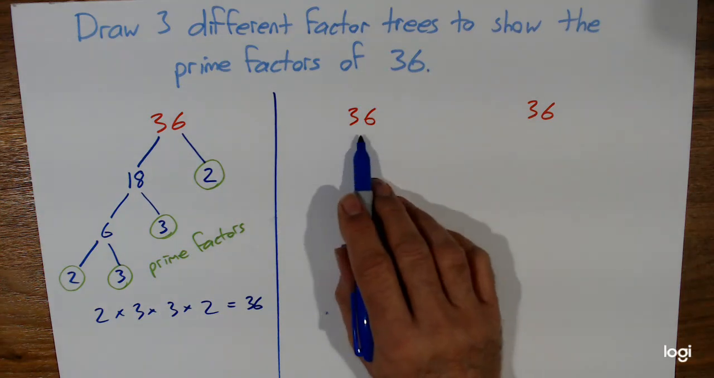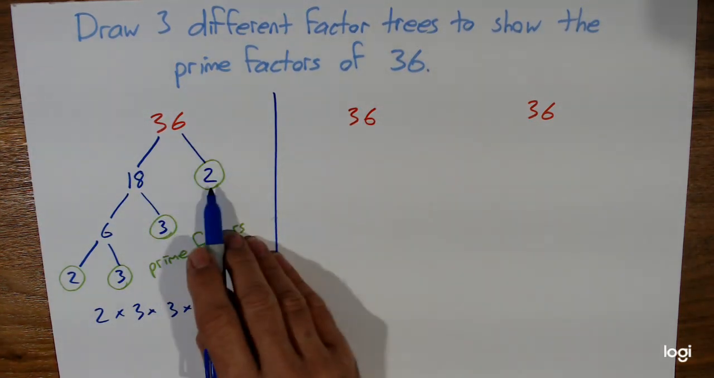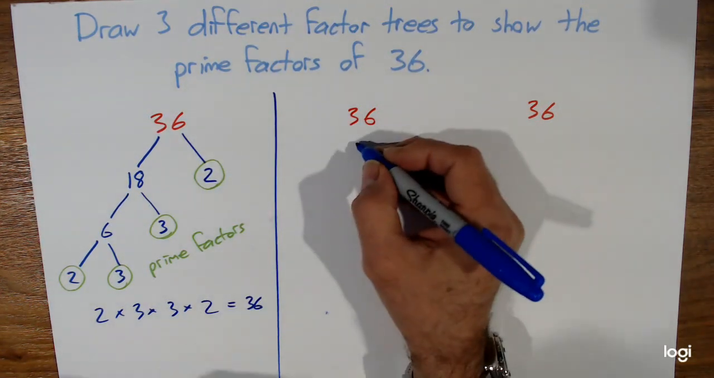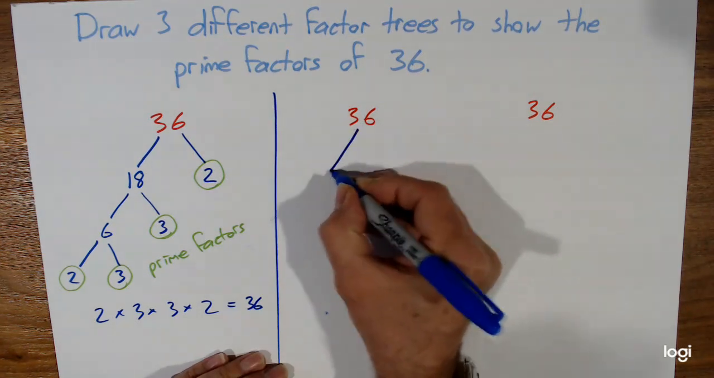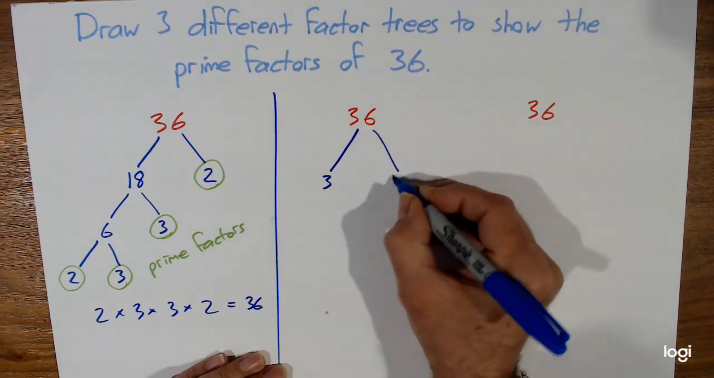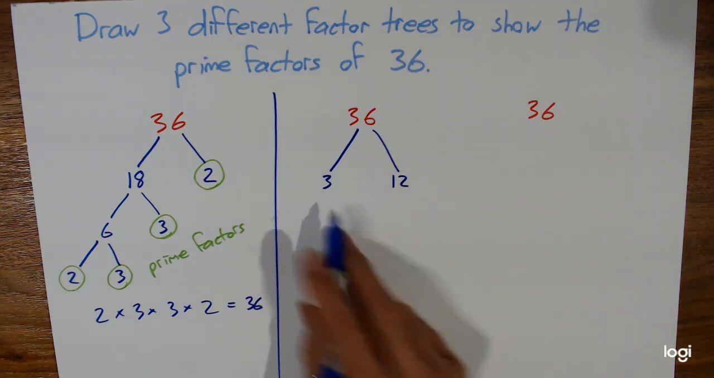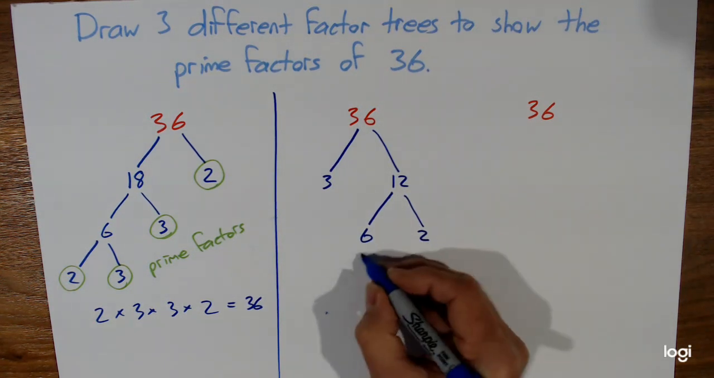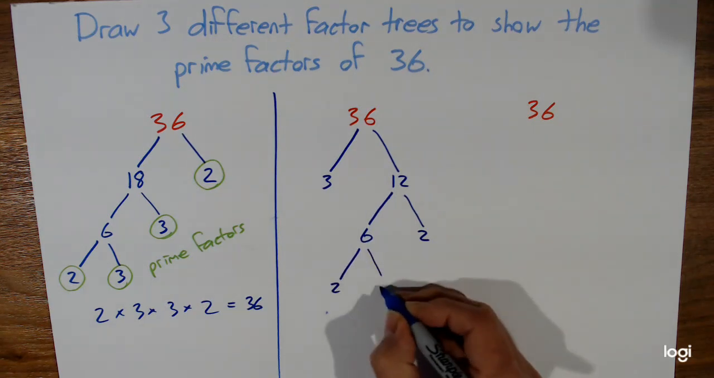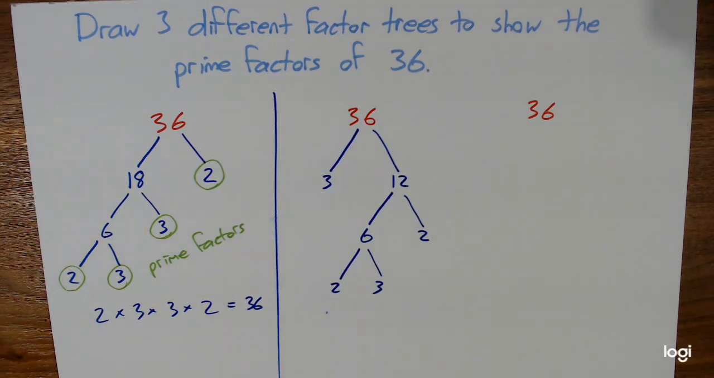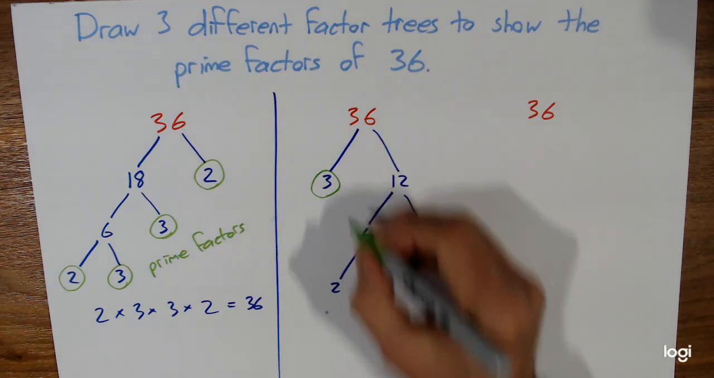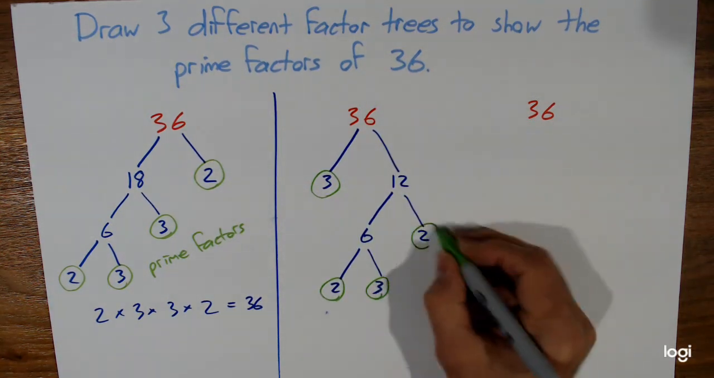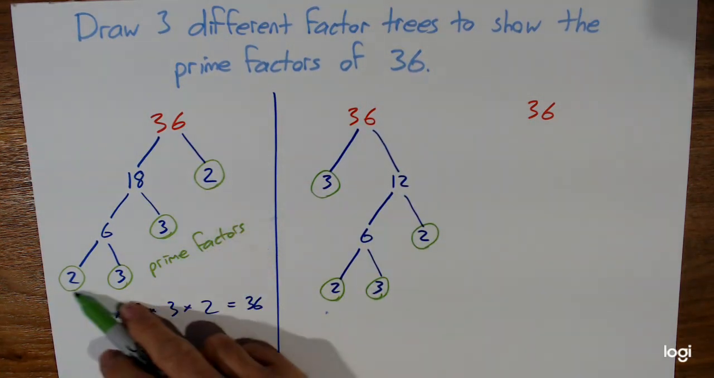So I'm just going to divide this by something different. I divided it by 2 here. I'm going to divide it by 3. Does 3 go into 36? Yeah, it does. 3 times 12 is 36. And again, that's a dead end. 12 is 6 times 2. 6 is 2 times 3. And again, you got the same 4 numbers. 3, 2, 3, 2. A pair of 2s and a pair of 3s, just like we got here.